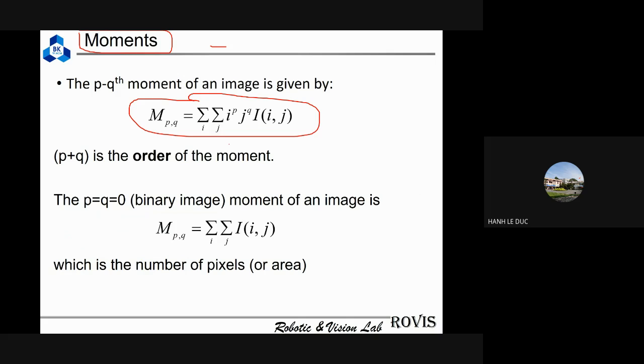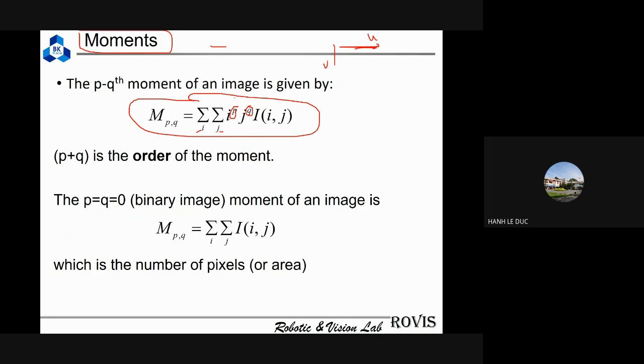So from here you can see that you have many parameters. Okay, first is what is I and J. So I is the index of U direction. J is the index of the V direction. P and Q here are the index of the power of the moment.